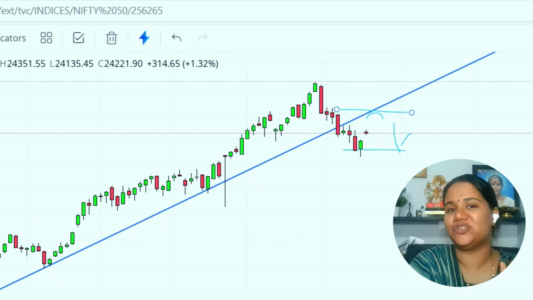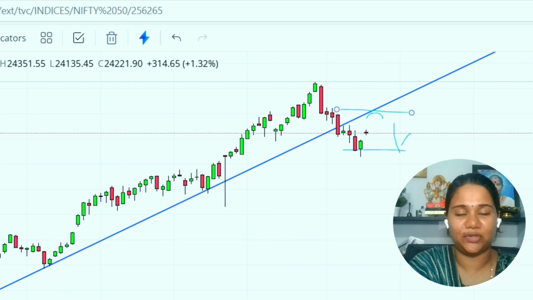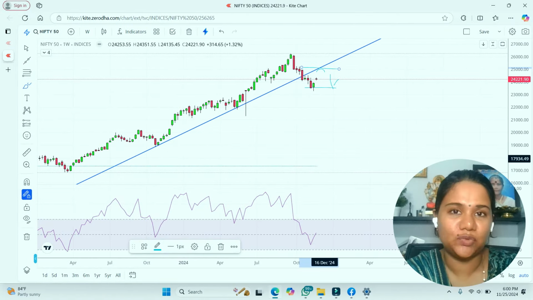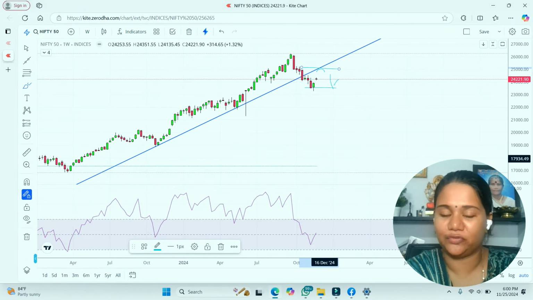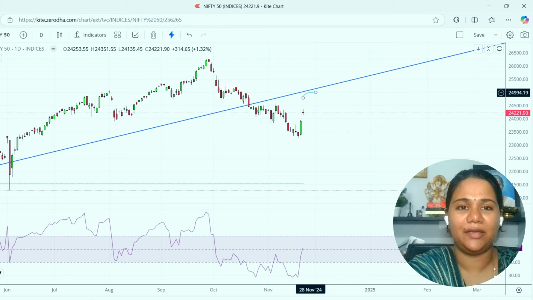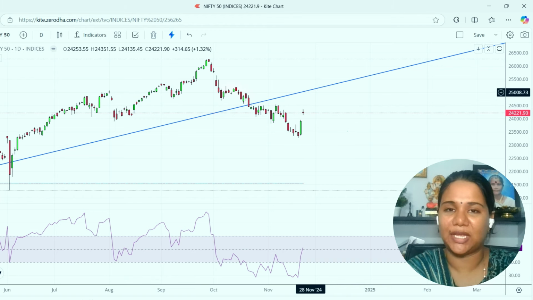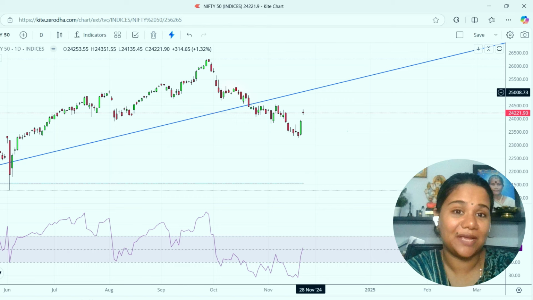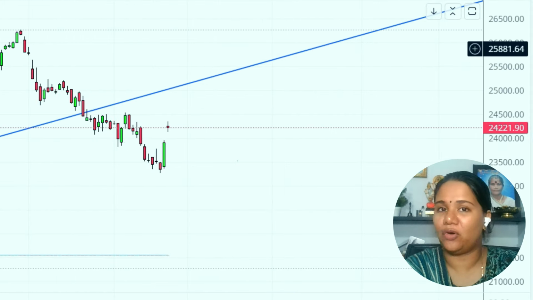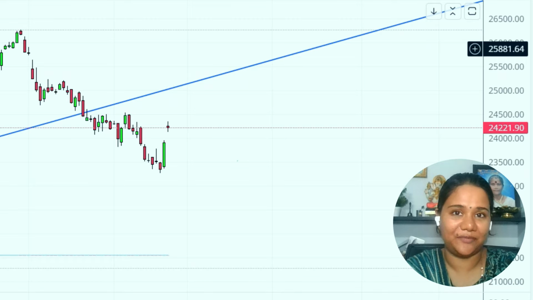But there's something else which we can do right now to understand the current behavior of the market. In order for us to understand the current behavior of the market, we can do multiple time frame analysis. I have gone into a shorter time frame. I'm on the daily time frame right now. Let's look at the trend of Nifty 50 in the daily time frame now.